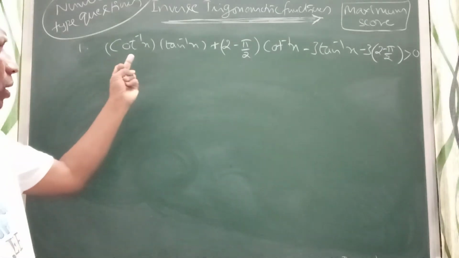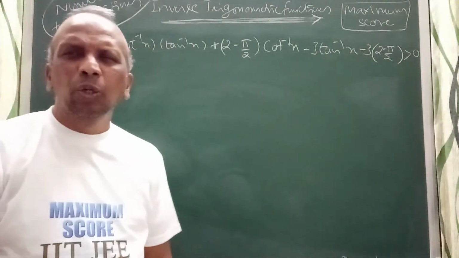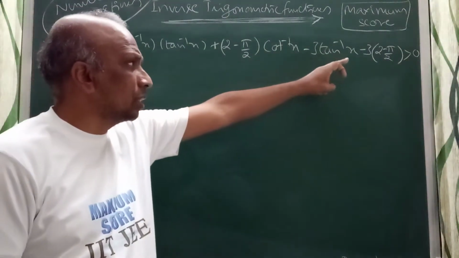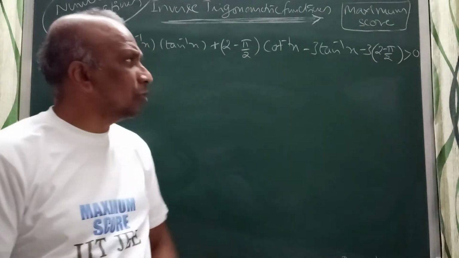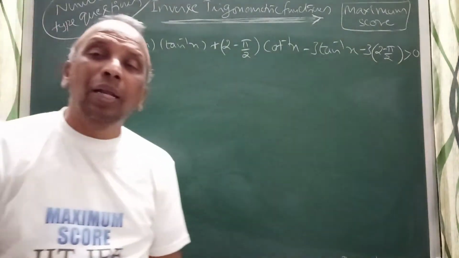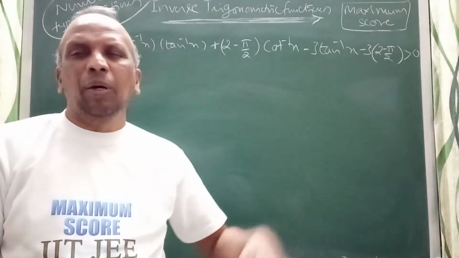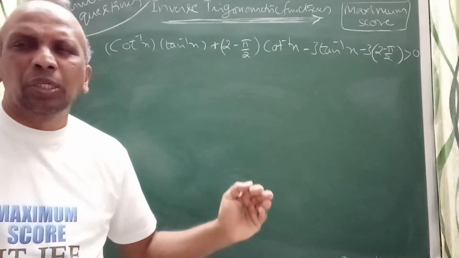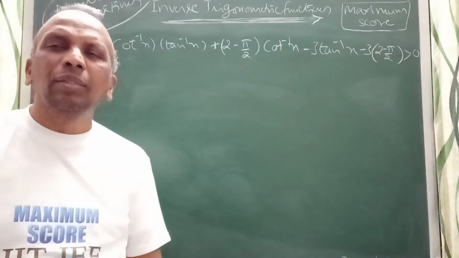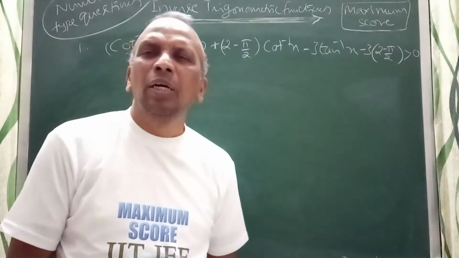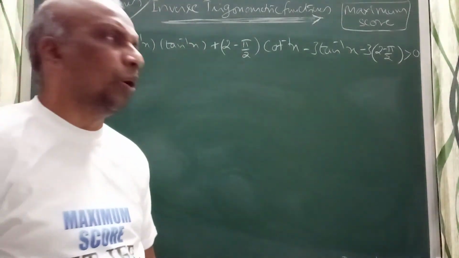The given problem: cot inverse x (tan inverse x + 2 - pi by 2) - 3 (tan inverse x - 3 - ... 2 - pi by 2) greater than 0. The solution of this inequality is in the form (a, b). Let it be the solution in the form (a, b). Then they are asking what is cot inverse a plus cot inverse b.